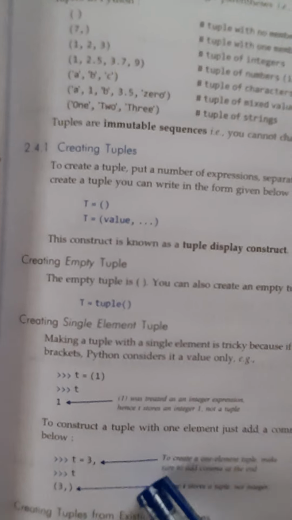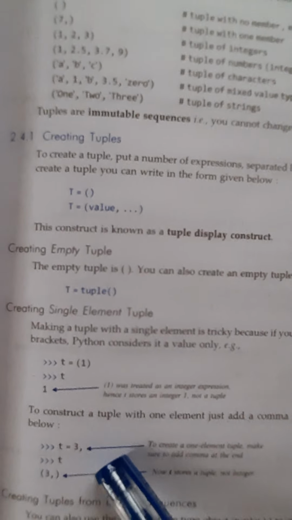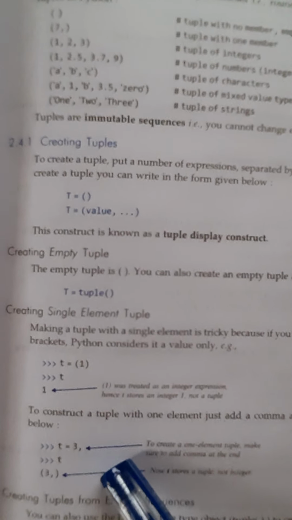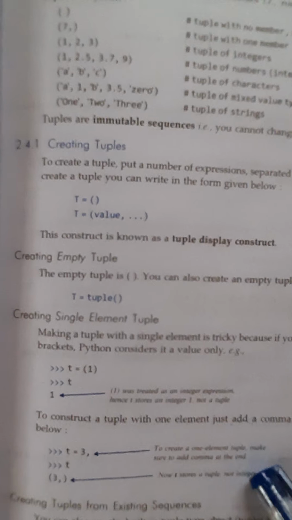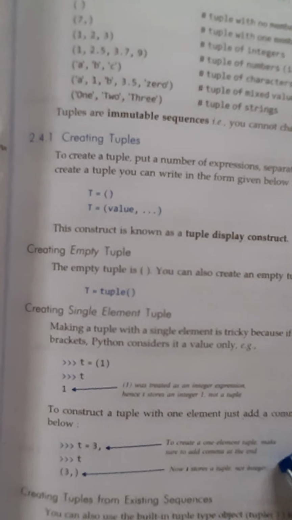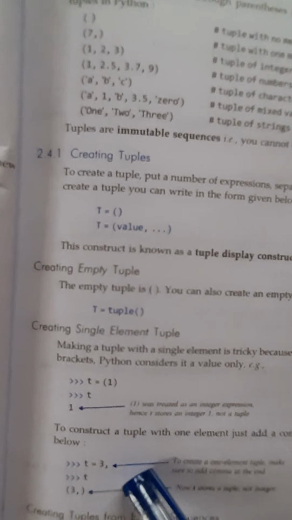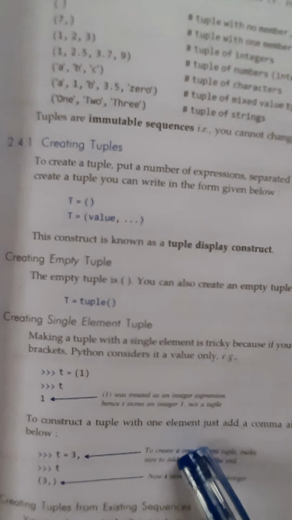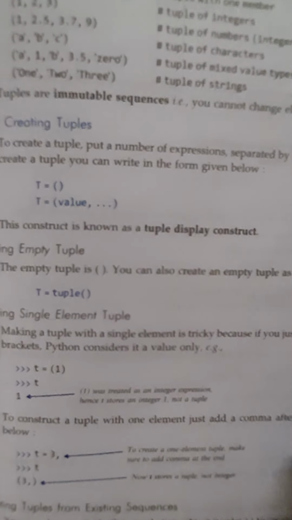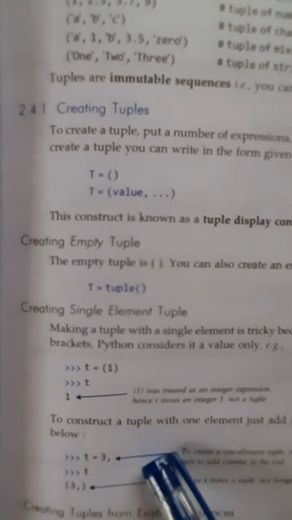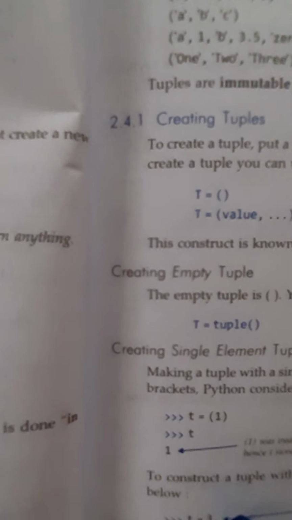It displays like this. See here, to create a one element tuple, make sure to add a comma at the end. We have to add the comma at the end. To construct a tuple with one element, just add a comma after the single element. So I have given t is equal to 3 comma.